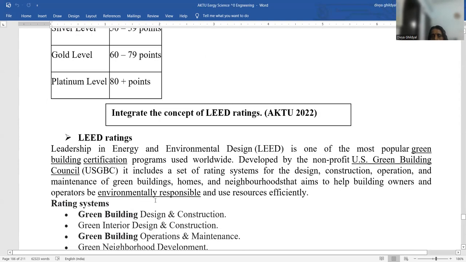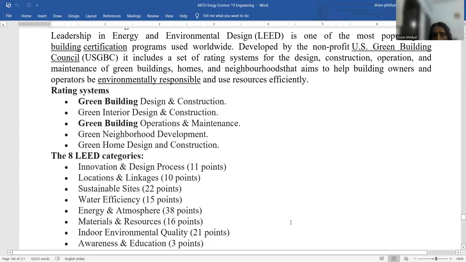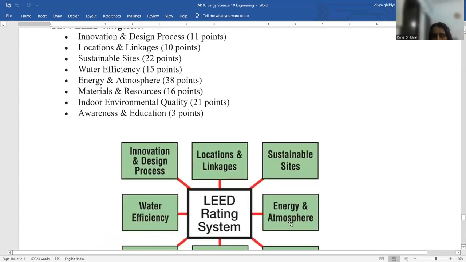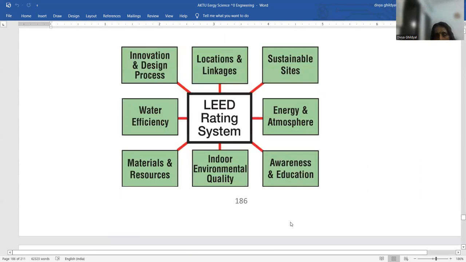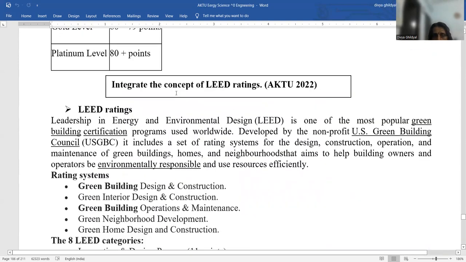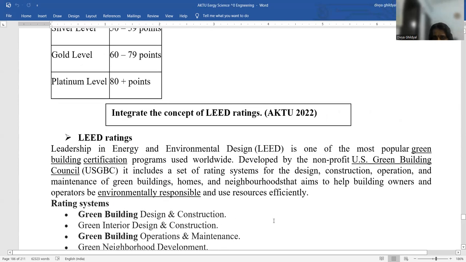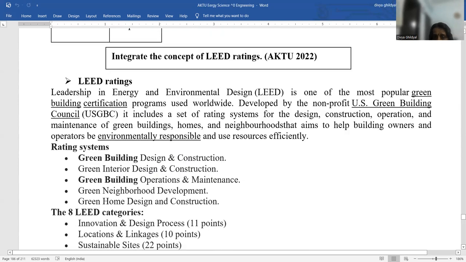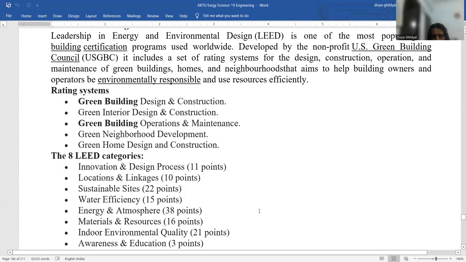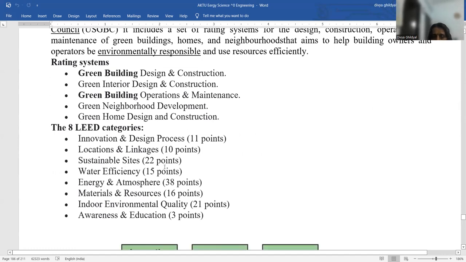Okay, integrate the concept of LEED ratings. I told you this question is asked every year. Now, this must be of 10 marks. So, first, in order to secure 10 marks, you will write down the full form of LEED. What is the full form? Leadership in Energy and Environmental Design. Then you will mention the different rating systems for green building, green interior, green neighborhood, green home design, LEED categories. What are they? How do they give the points?